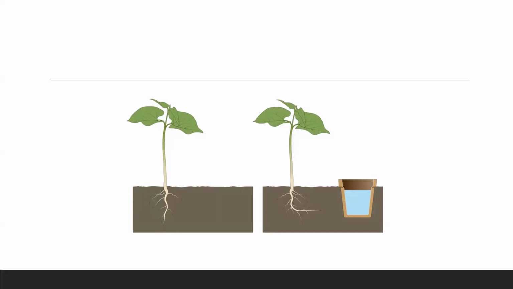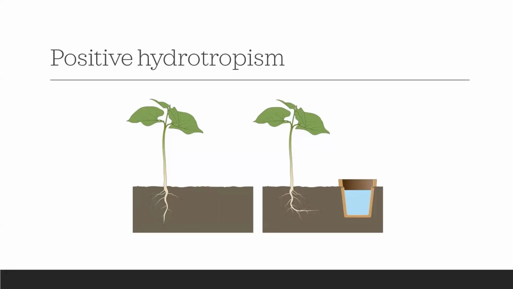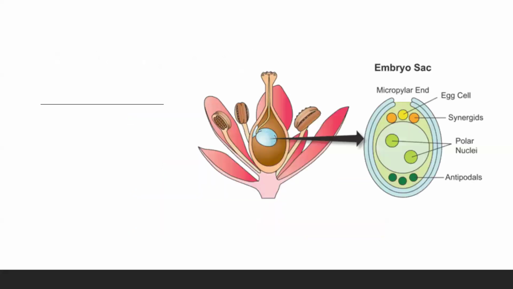Not geotropism, sorry. This is not geotropism. It's growing towards water. It is called positive hydrotropism. Name this movement. The pollen tubes are growing towards the ovary. Positive chemotropism, yes, correct. This is due to an attraction of chemicals.